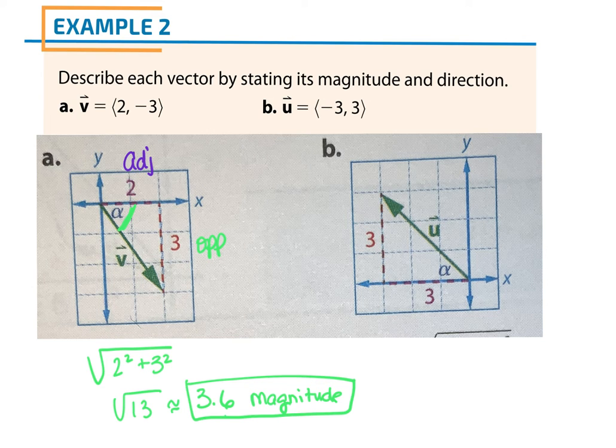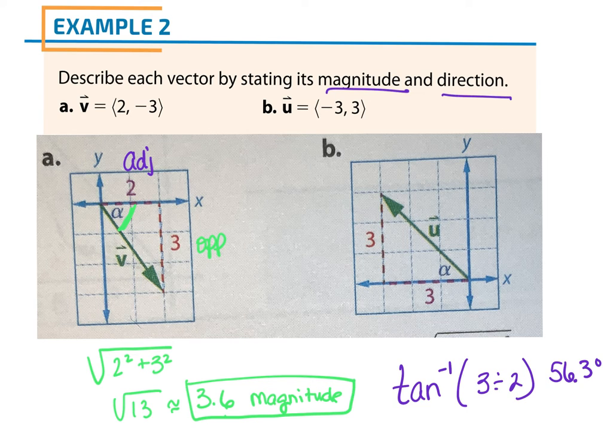Tangent. Now remember, when you're calculating an angle, you use your inverse function on your calculator. If I'm calculating the angle, I'm using the inverse function. So on your calculator, you're going to use your shift or your second key, and you're going to say opposite divided by adjacent. And if you do that, you should get 56.3 degrees, which tells me direction. So magnitude is the length, direction is your angle. Your angle is your direction. All right, let's look at the second one, and then I'm going to have you do some.